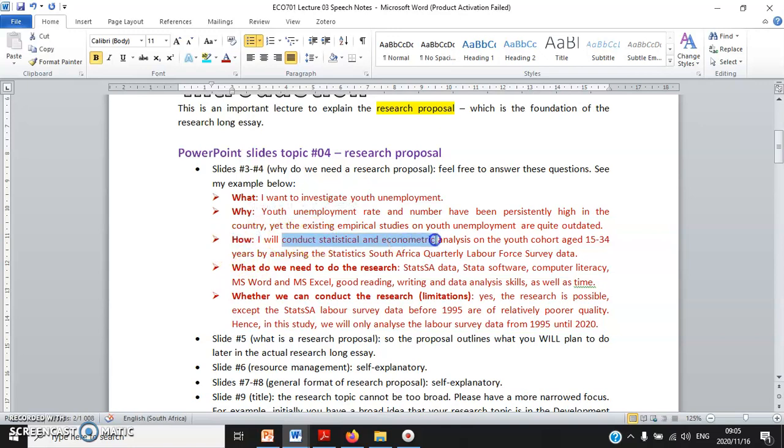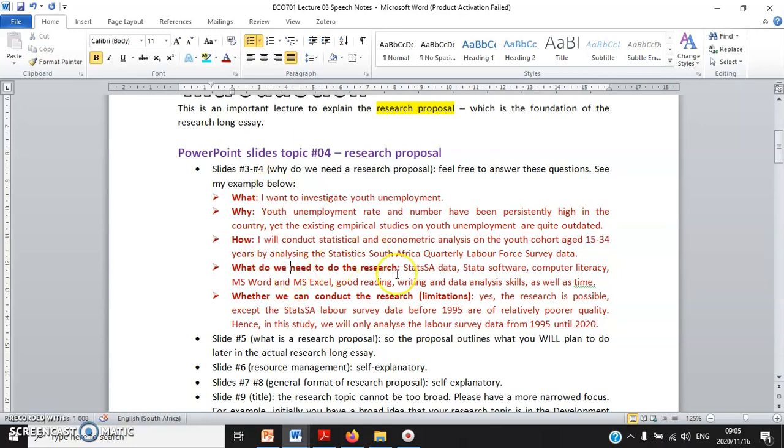How you will conduct statistical and econometric analysis on the youth cohort. Let's say you define those aged 15 to 34 as youth, and then you want to analyze the stats as a quarterly labor force survey. And then you can derive some empirical findings on what's going on with youth unemployment over the years, let's say in the last 20 years, and then the profile, who are they in terms of gender, race, province, education, and so forth.